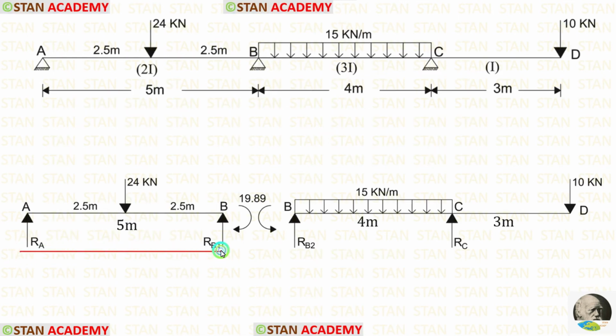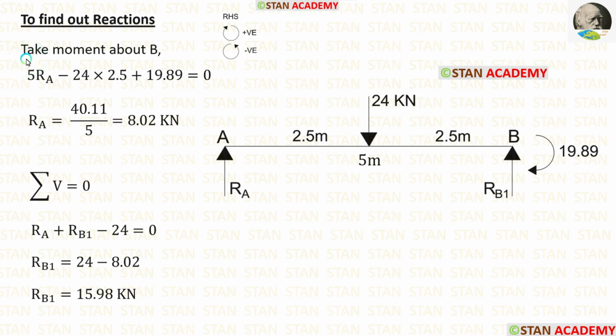For the span AB, MB will be acting in the clockwise direction. For the span BC, MB will be acting in the anticlockwise direction. Now let us take the span AB and calculate the vertical reactions. By taking moment about B, we can calculate RA. By applying the rule sigma V is equal to 0, we can calculate RB1.